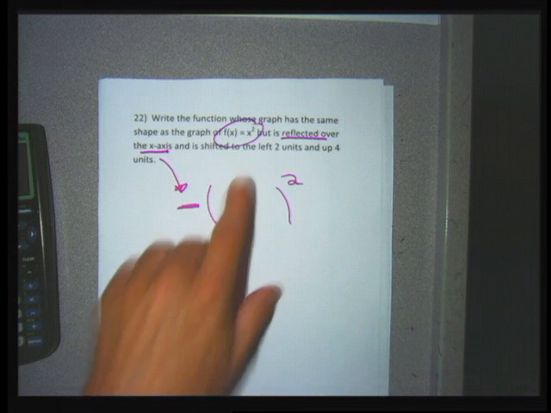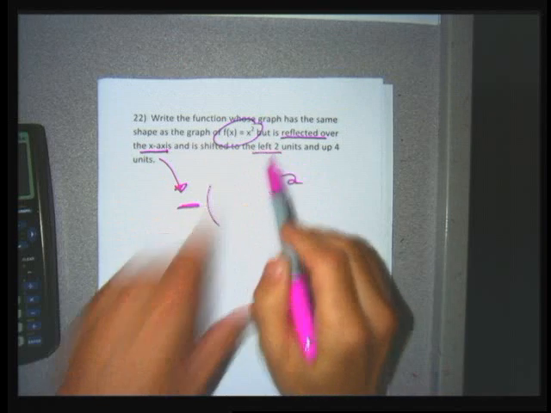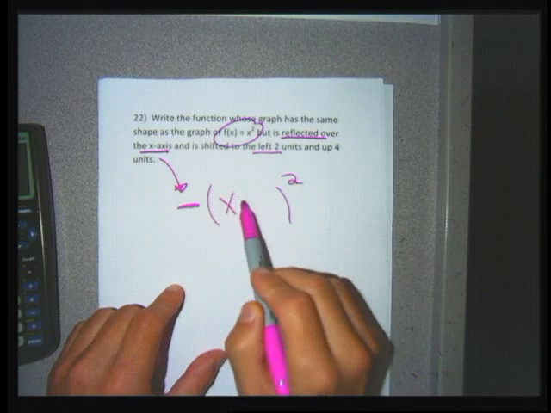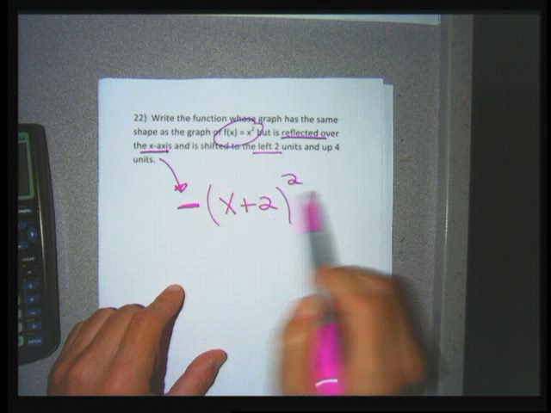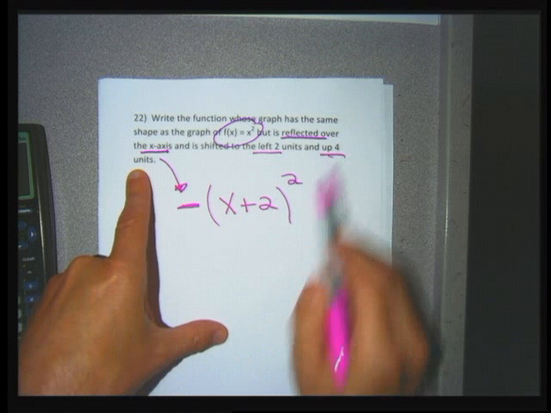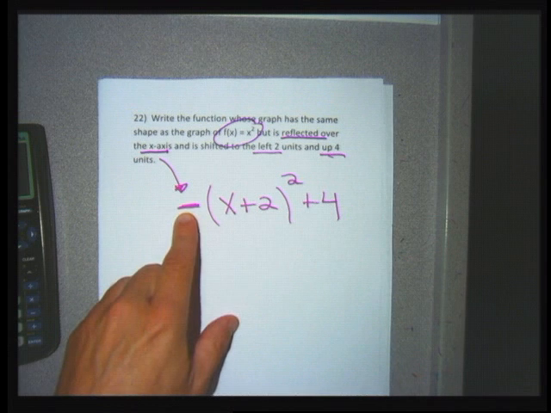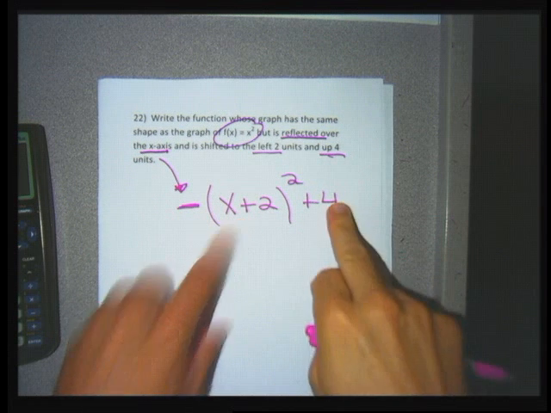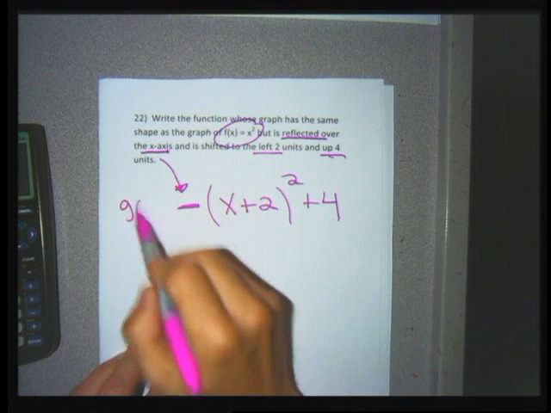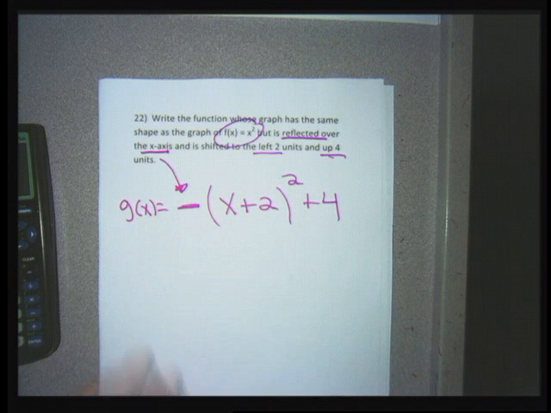Next thing I'm going to do is shift it to the left 2. To get something to go to the left, you need a plus sign inside the parentheses. The last thing I want to do is up 4. To get an up 4, I need a plus 4 after the parentheses. So this function would be reflected over the x-axis, or flipped over. It'd be moved to the left 2 and up 4. And if I want to give it a name, I'm going to be lazy and just call it g of x.